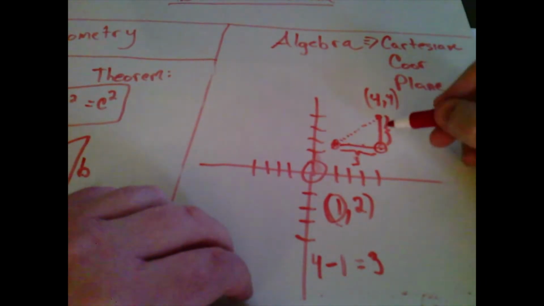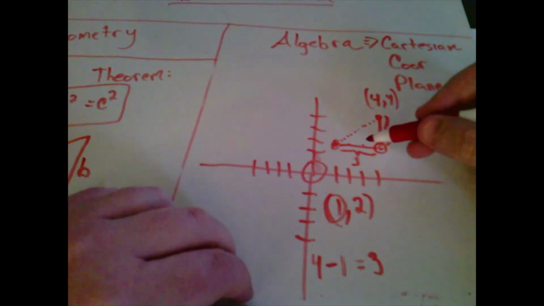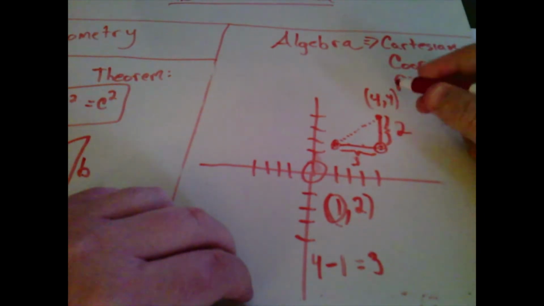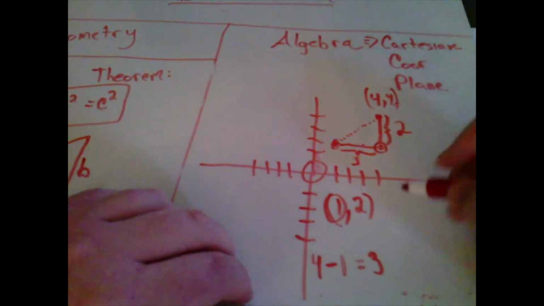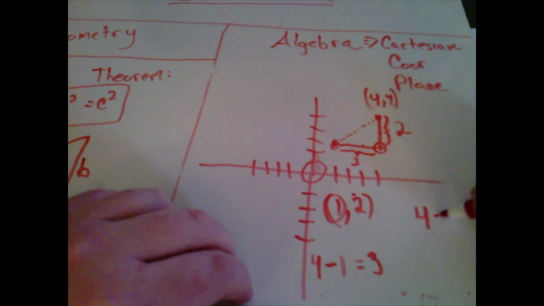And again, we could just count for this change in vertical nature from here to here. Well, let's see, we're starting at 2, (1, 2). All right, so the distance here is 2. Or you could think of that as 4 minus 2 is 2.